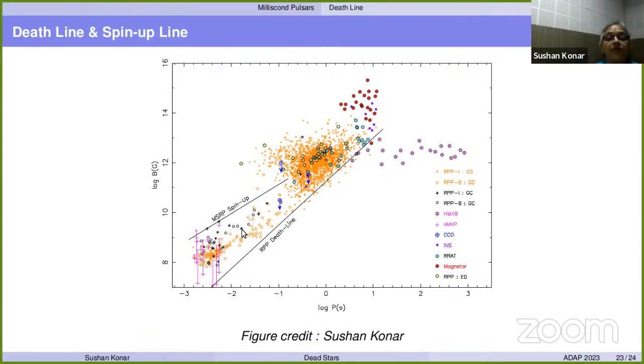Okay. Now, this spin-up line, you must understand from this picture that this must be a limiting line. No millisecond pulsars above that. So what is the parameter that is controlling this? The parameter that controls this is the rate of accretion.